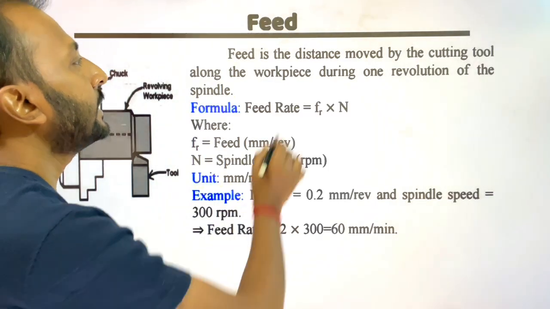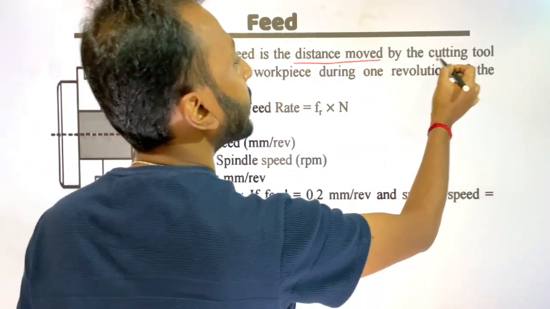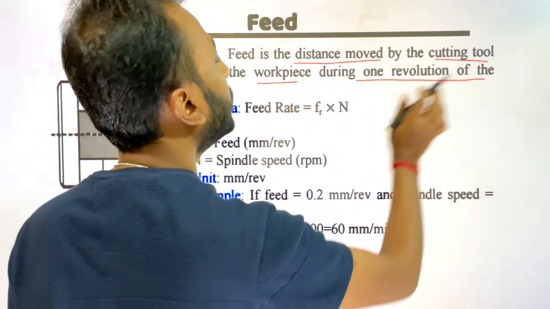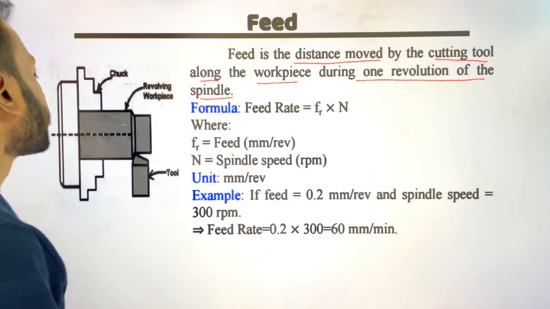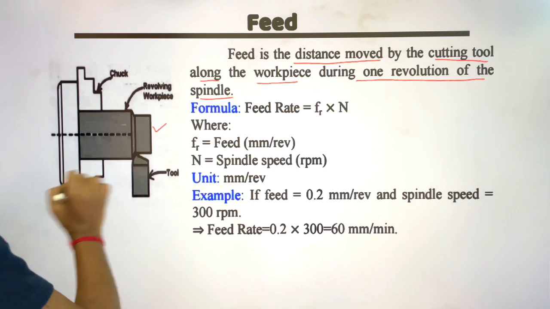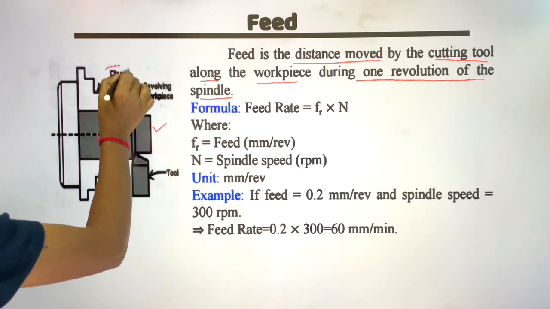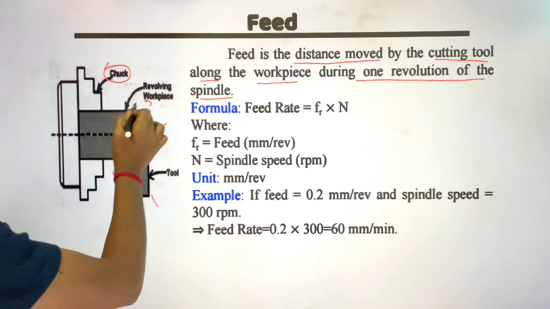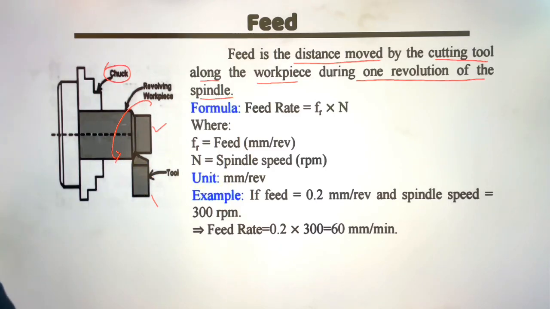Feed is the distance moved by the cutting tool along the workpiece during one revolution of the spindle. Here this is the workpiece, held with the help of a chuck, and this is the tool. The workpiece is rotating counterclockwise and the tool is cutting the material from the workpiece.